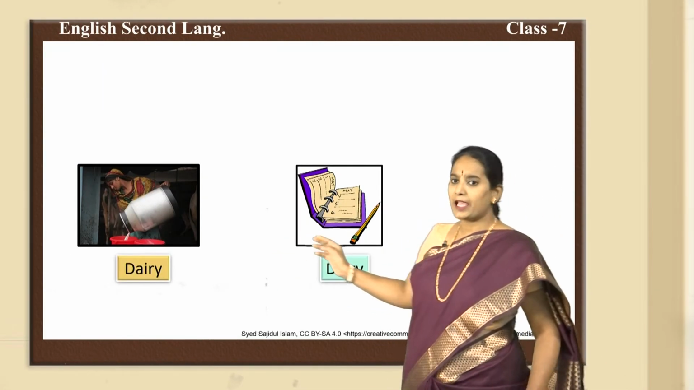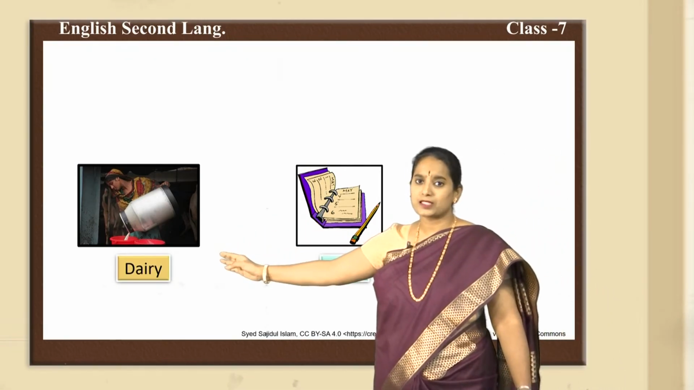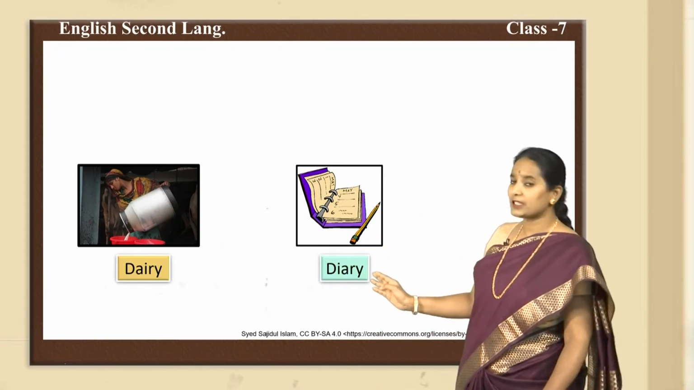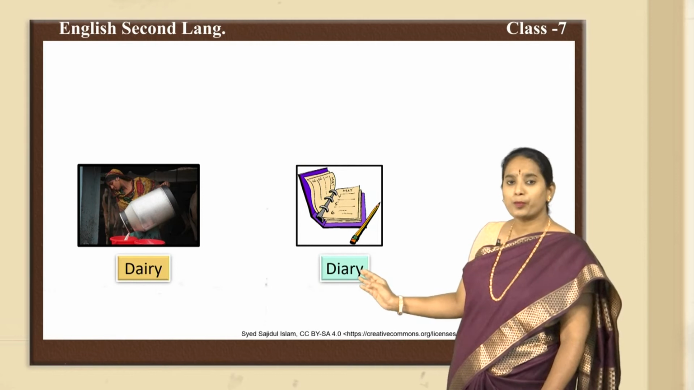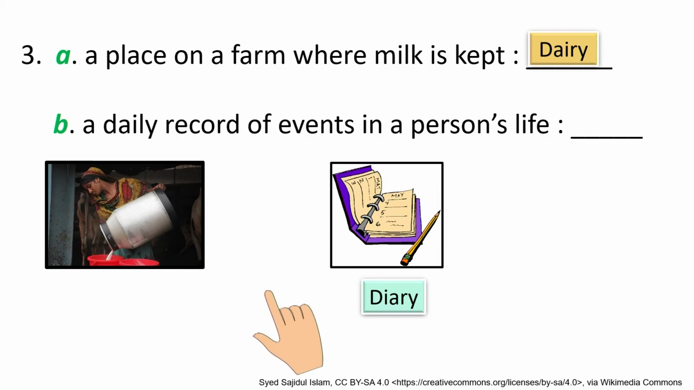Dairy and diary. The first one is, you can see the picture what the lady is doing, and here is a diary. Diary is a book. A place on a farm where milk is kept. Yes, you guessed it right, children. It is dairy, D-A-I-R-Y, dairy.